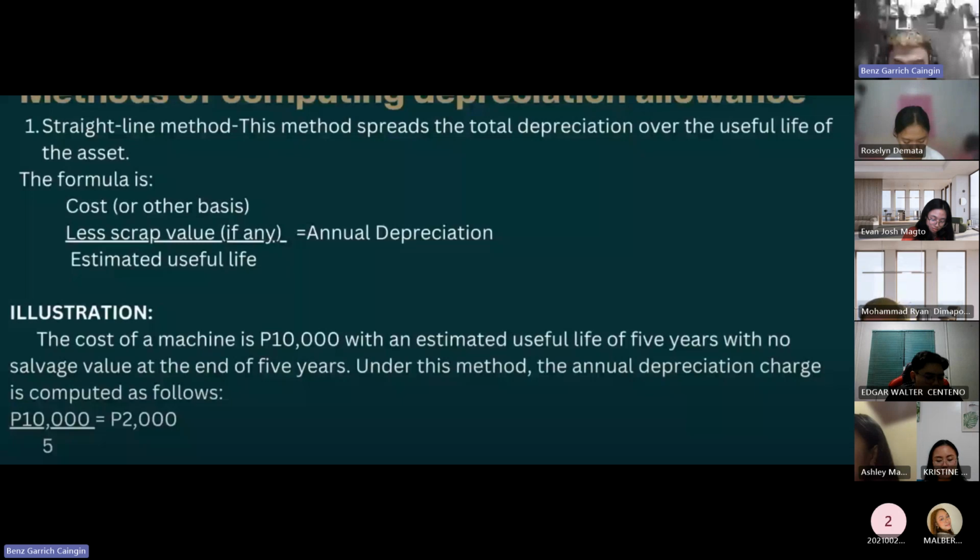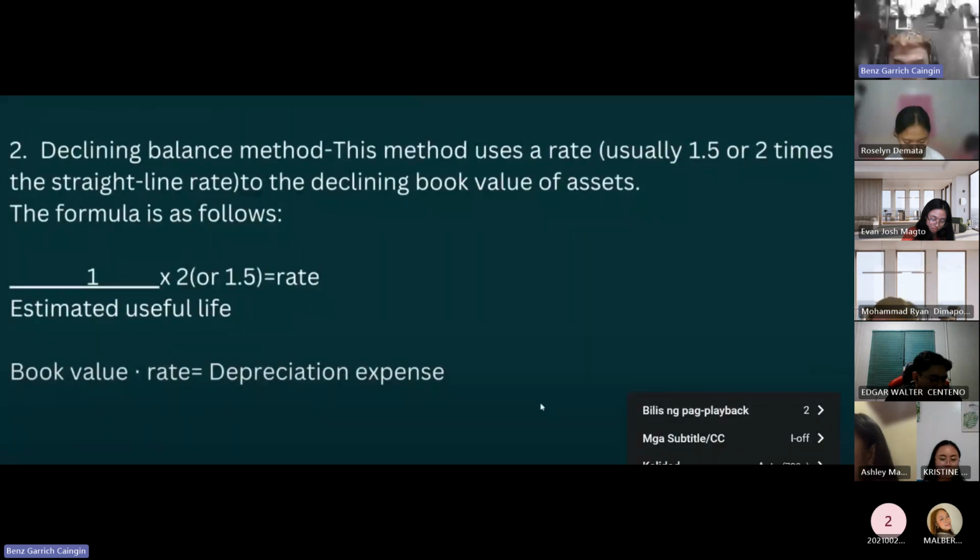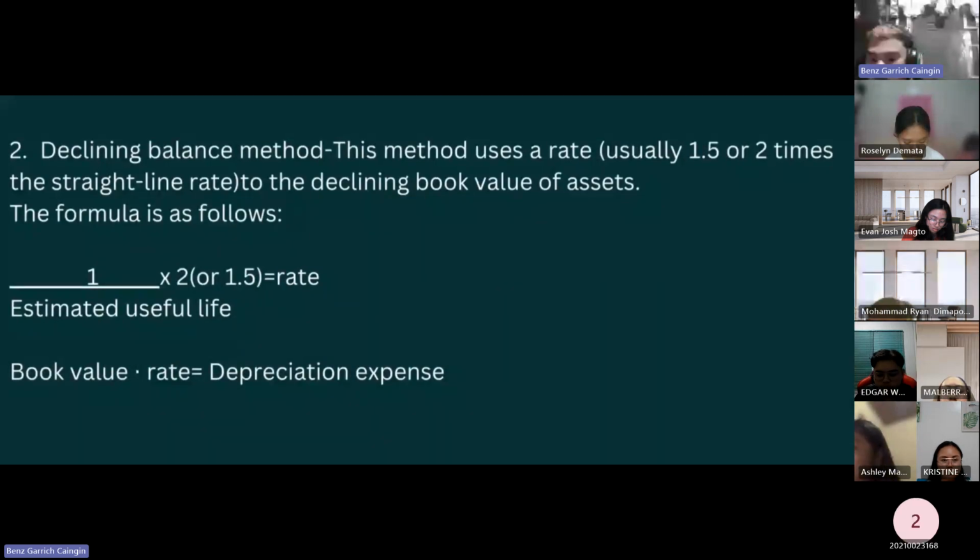This method uses a rate, usually 1.5 or 2 times the straight line rate, applied to the declining book value of the asset. So in here, assets are depreciated at a higher rate in the initial years than in the subsequent years. Under this method, a constant depreciation rate is applied to an asset's declining book value each year. This method results in accelerated depreciation and higher depreciation value in the early years of the life of an asset.